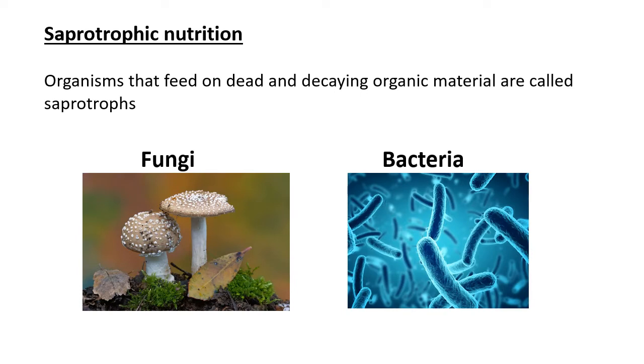Now, the third type of nutrition comes in the category called saprotrophic nutrition, where organisms feed on dead matter, so they survive by eating dead and decaying organic material. Like rotten food, or the rotten dead bodies of other animals, or even rotten parts of plants and trees. Examples of saprotrophic nutrition are fungi and bacteria, right?